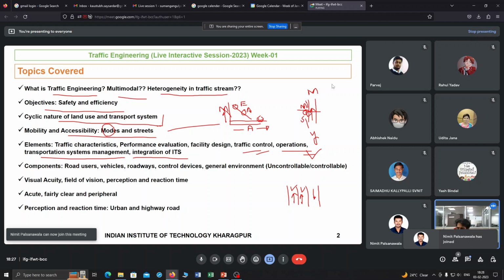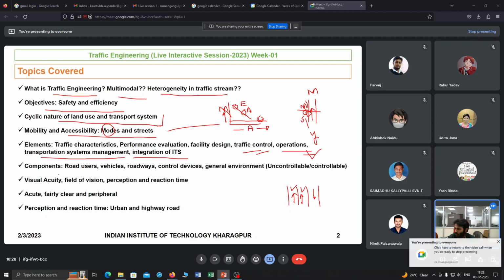Also, there are many instances where we are using information technologies to enhance our transportation road network. In India also it is coming up, it is catching up. Then the next important part is called the traffic components. So in traffic engineering, what are the components of a traffic system?